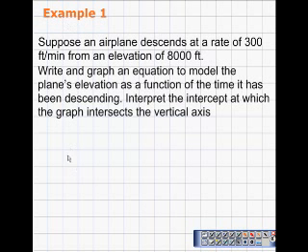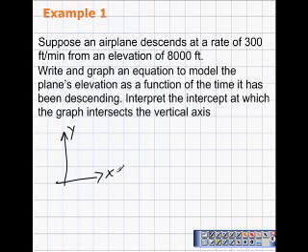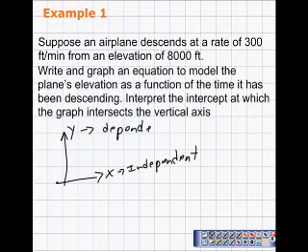In example 1, even before we read it, I want to mention to you the idea of independent and dependent variables. And with that, we should make a real quick XY plane here. When you're graphing numbers on the coordinate plane, the x variable in relation to any type of problem is going to be the independent variable, and y is going to be the dependent variable. Now, what I mean by that is the value of y is going to depend on the value of x.